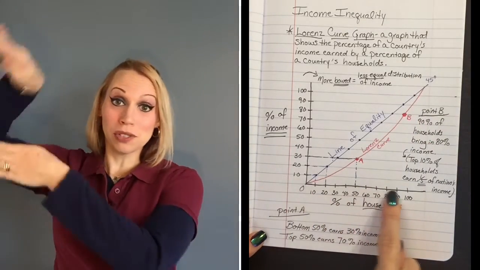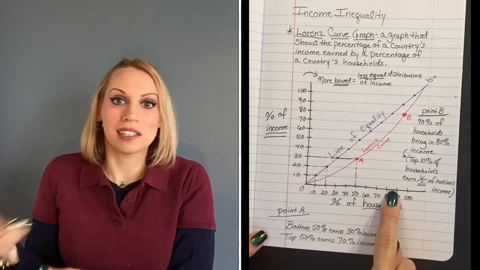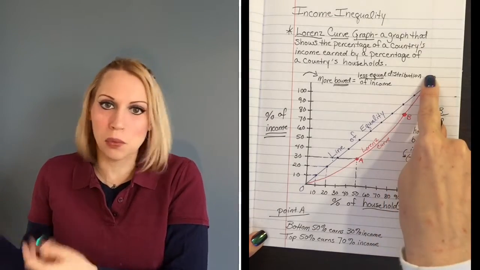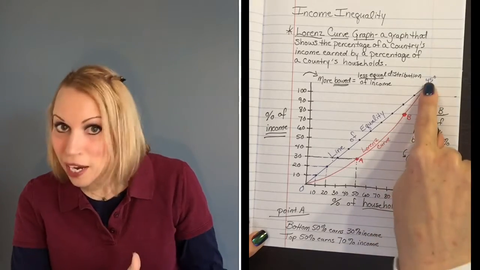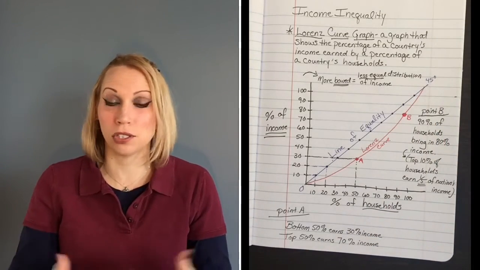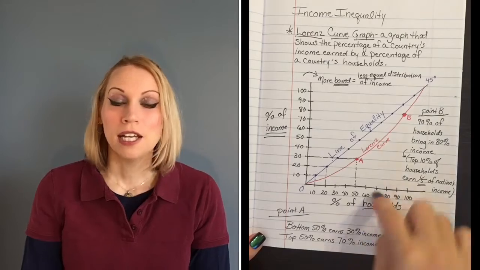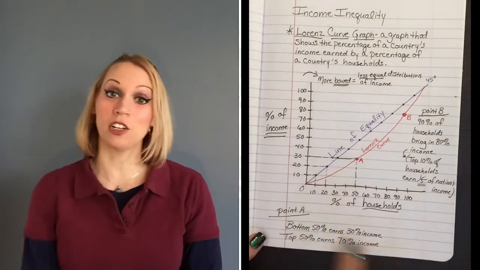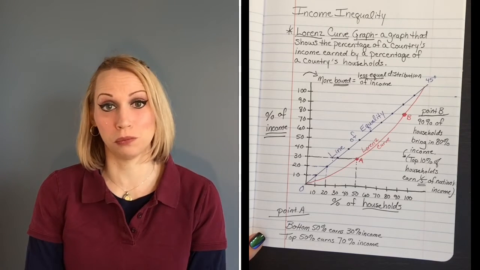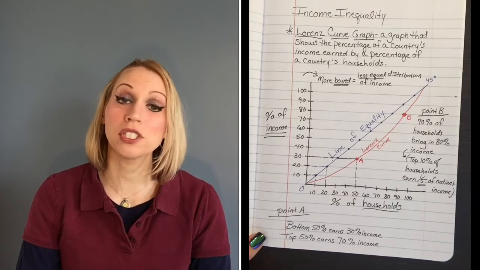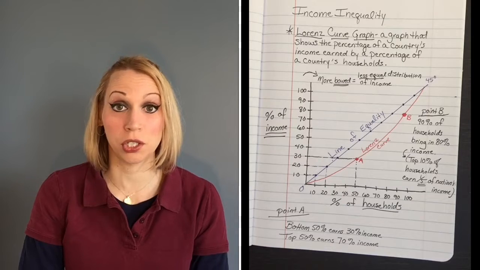And then if it shoots up right at the end, that's telling you that the top 10 or top 20% are pretty much earning all of the country's income, while the other 80%, the bottom 80%, are scraping by, hardly earning anything. So the more bent that Lorenz curve, the more unequal the income distribution. So you want to be able to interpret a Lorenz curve graph.